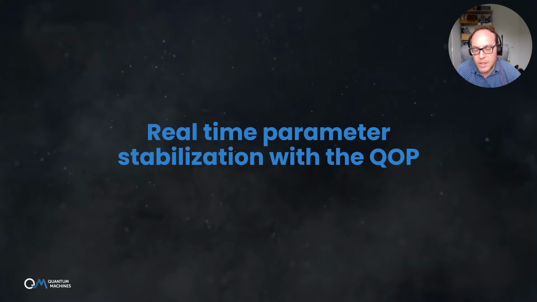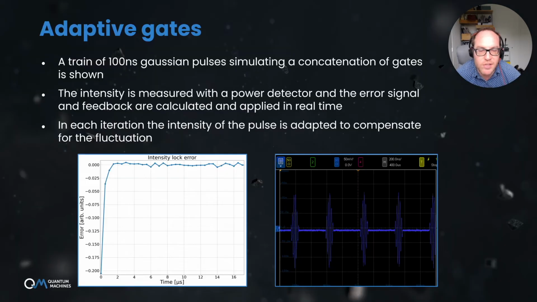Let's start with maybe the most simple example that we have for real-time parameter stabilization with the QOP, and that's just a simple PID on gates. This is a toy example of stabilization of gates, gate to gate, so intra-circuit gate stabilization. Let's imagine that these Gaussian wave packets are your gates that you apply consecutively. We put a photodiode on the path of this laser beam and acquire this Gaussian as it's being sent to the qubits, to the atoms or ions. We then perform an integral in real time of this Gaussian, and then apply a PID circuit code to stabilize the integral under the curve for the Gaussian. So basically we are stabilizing the phase rotation applied on a qubit.